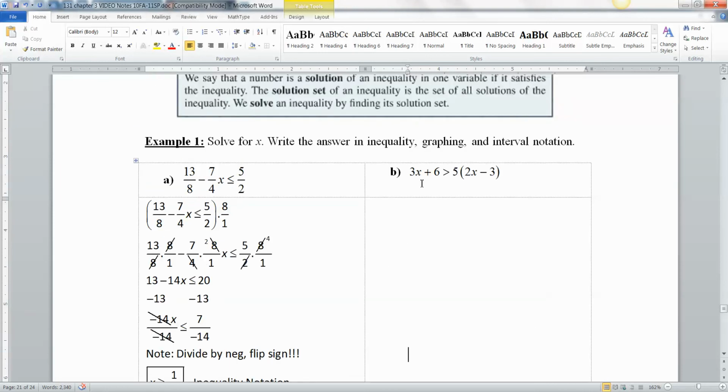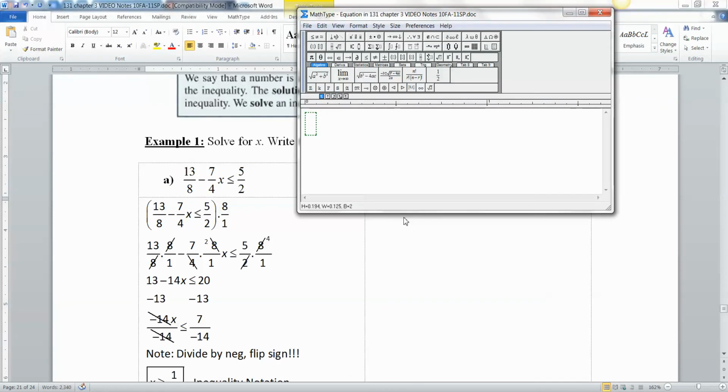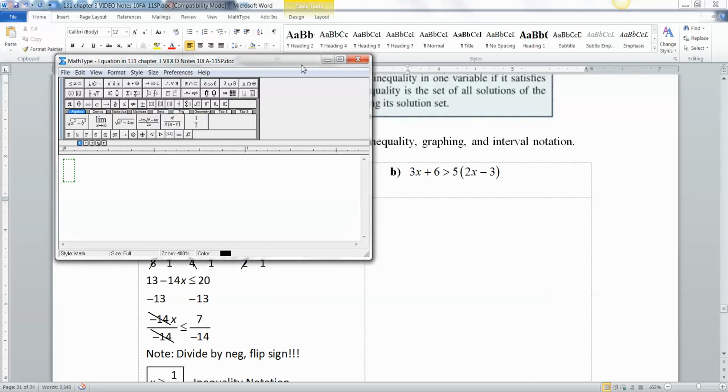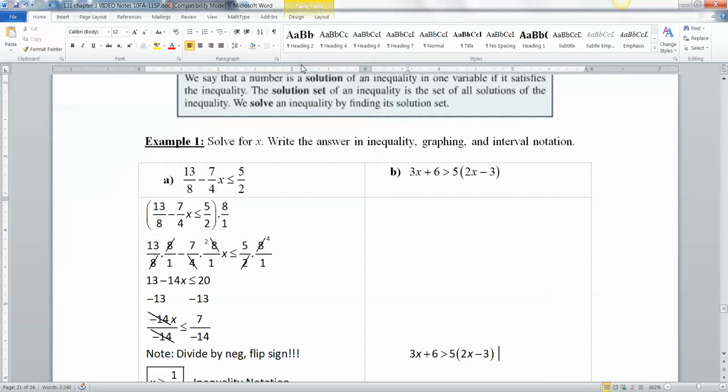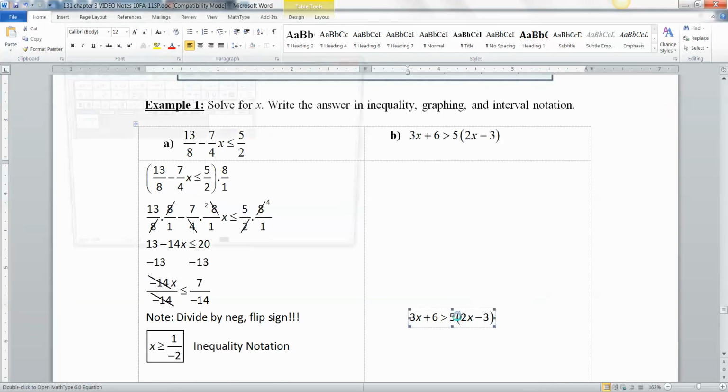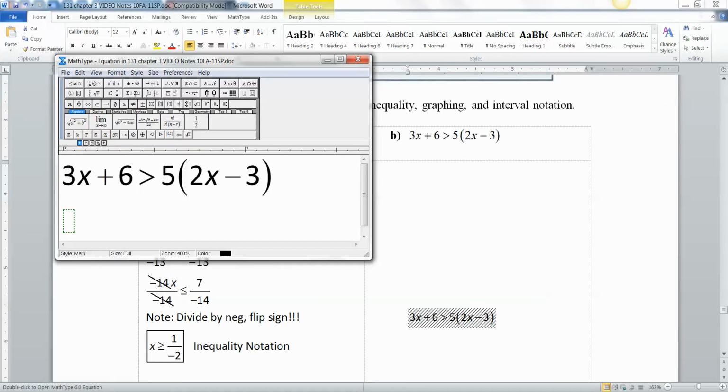Let's hope that the other one's easier. Okay, so let's see here. We've got 3x plus 6 greater than 5 times the quantity 2x minus 3. Okay, now we want to solve this for x. So first thing we want to do, that's not necessarily the first thing, but it's the first thing I'm going to do, is I'm going to distribute my 5. So it's 10x minus 15. Don't forget to do it to both of them, right? Not just one.